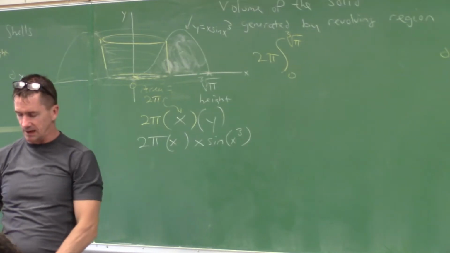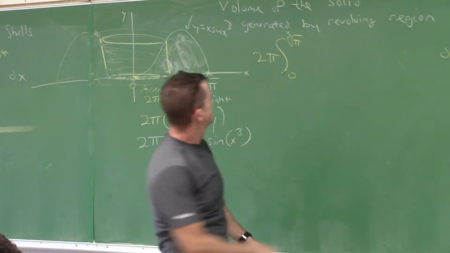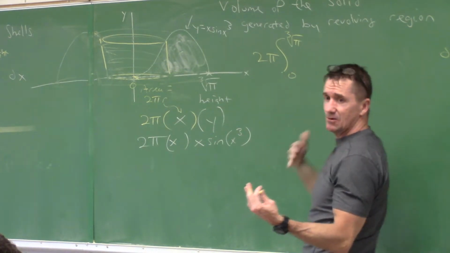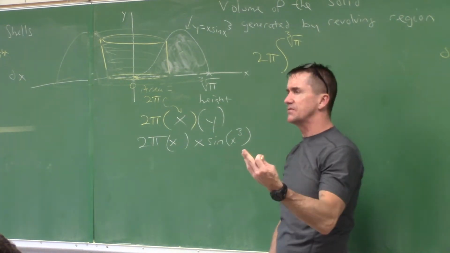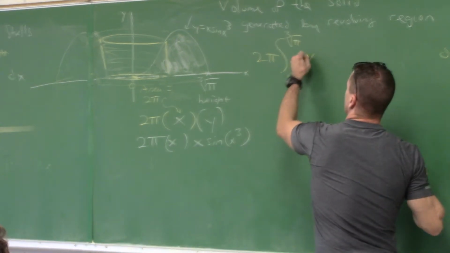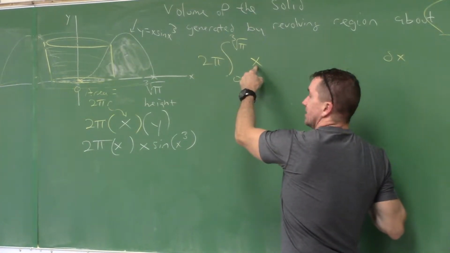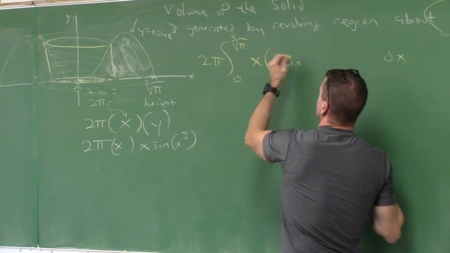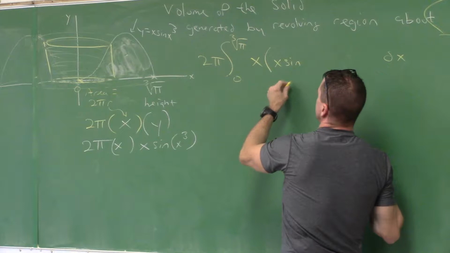All right, now what do I put down? Well, the radius. I just do this from the surface area: 2 pi r times height. That's the radius. And the height is the function, which was what? x times sine of x cubed.